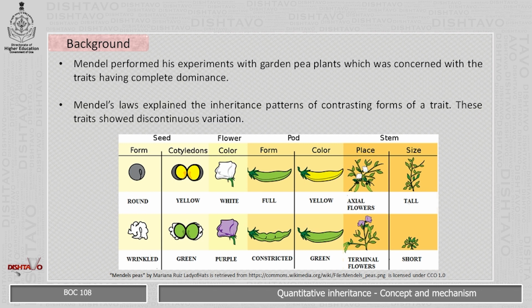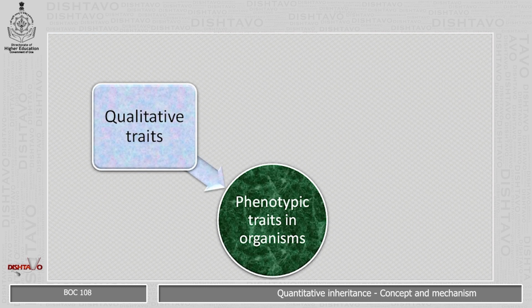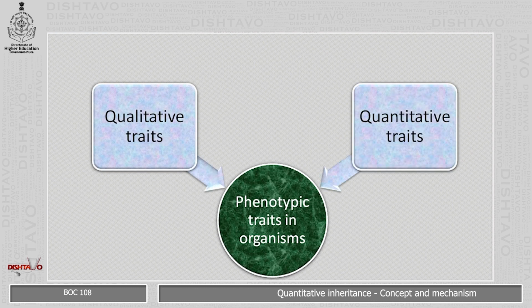With this study, Mendel gave laws which explain the inheritance pattern of these contrasting forms of a trait. So these traits which we have just seen, or you can see in the picture, show discontinuous variation. But the phenotypic traits in organisms may not always be discontinuous. Having said that, discontinuous traits may be called qualitative traits. Phenotypic traits in organisms may be qualitative traits and also quantitative traits. We will be seeing what quantitative traits are.